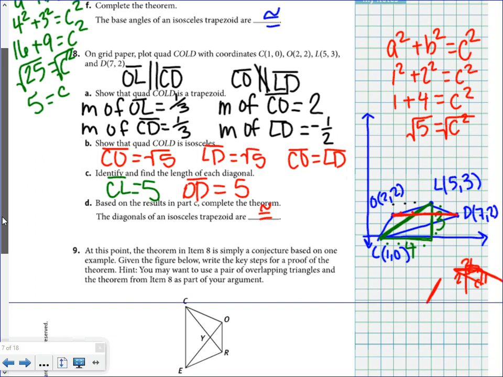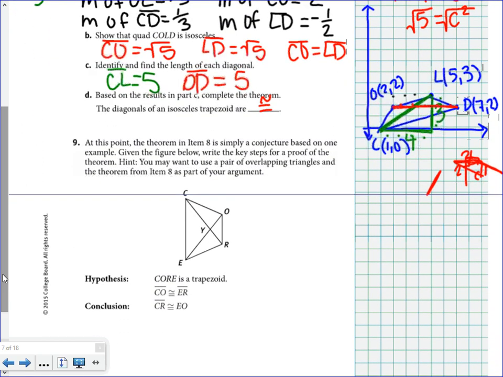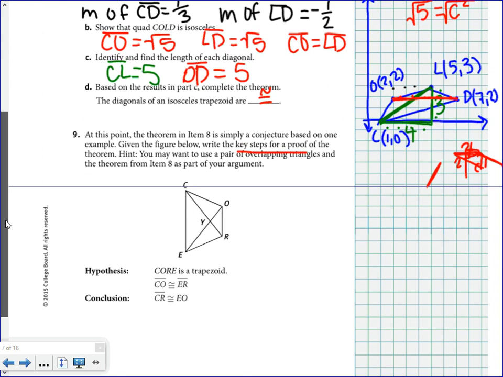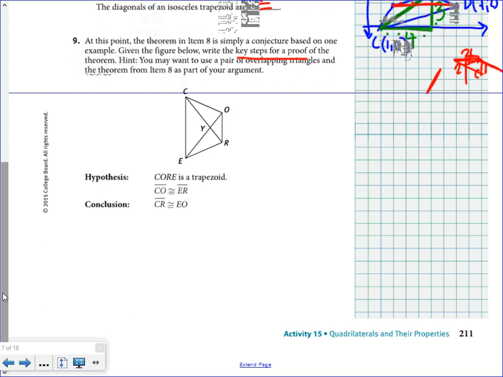Now number 9 is actually going to be proving it. But we're not going to go through a full formal proof. It says write the key steps for the proof. So we don't need to do the whole proof. We're just going to write out some of the parts that we would need. So they tell you you have a trapezoid, and they tell you that CO is congruent to ER.